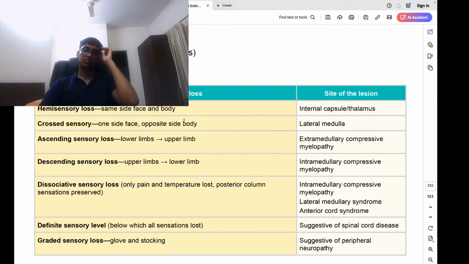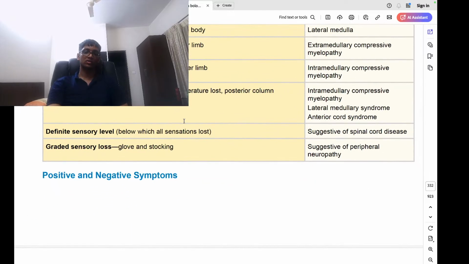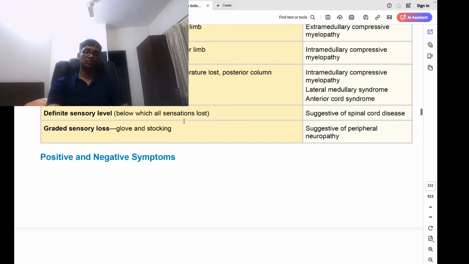Ascending sensory loss, lower limbs then upper limbs, is extramedullary compressive myelopathy. Descending sensory loss, upper limbs then lower limbs, is intramedullary compressive myelopathy. Then dissociative sensory loss, where only pain and temperature are lost and posterior column sensation is present, is seen in intramedullary compressive myelopathy, lateral medullary syndrome, and anterior cord syndrome. Definite sensory level, below which all sensation is lost, is suggestive of spinal cord disease. Graded sensory loss, glove and stocking, is suggestive of peripheral neuropathy.